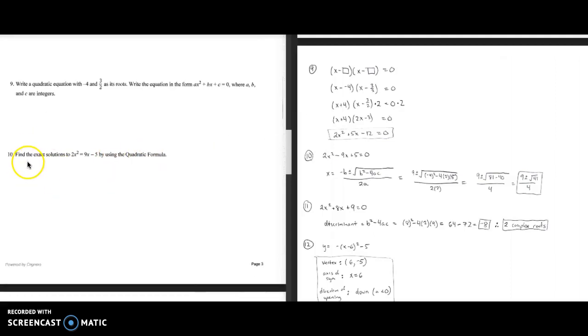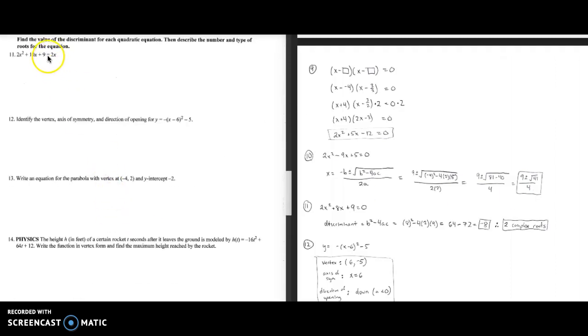Number 10. Find the exact solutions to 2x squared equals 9x minus 5 using the quadratic formula. First step, put everything on one side. You can see over here, I bring the 9x to the left, it became negative. I brought the -5 to the left, it became positive. You dump everything in the quadratic formula, you simplify, and you will get 9 plus or minus square root of 41, the whole thing divided by 4. Those are your two solutions.